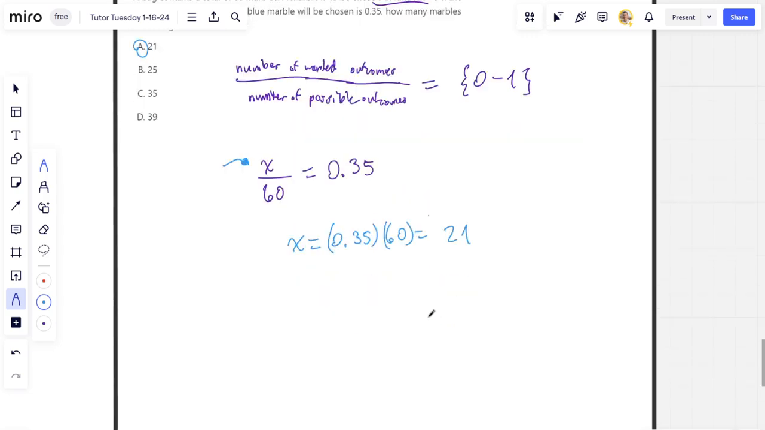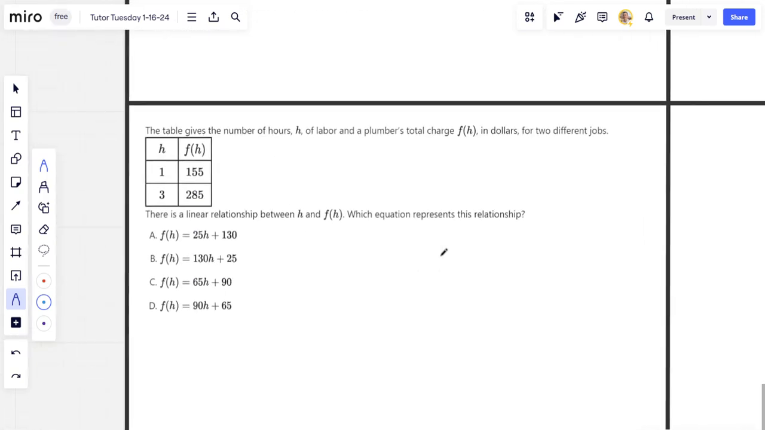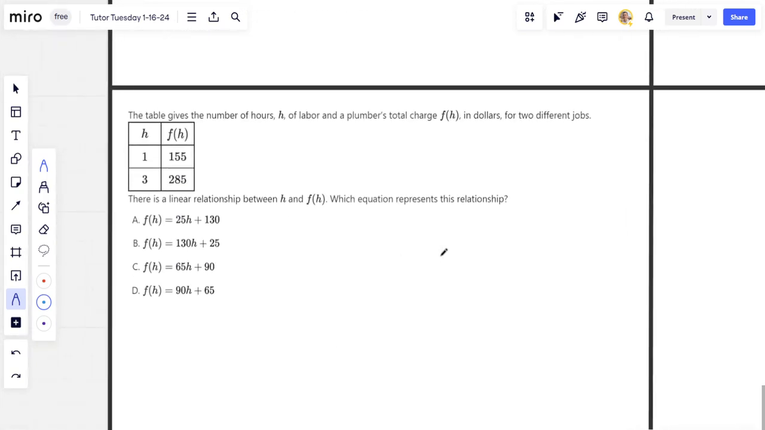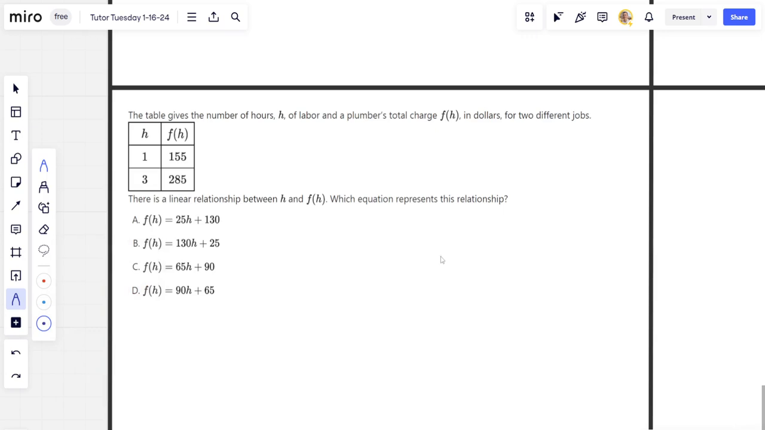Let's see, I have space for 2 more questions if someone wants to submit, in addition to this one that I'm going to go over here. This one's kind of tricky. This is a table that gives a number of hours, h, of labor, and a plumber's total charge, f of h, in dollars, for 2 different jobs. There's a linear relationship between h and f of h. Which equation represents this relationship?